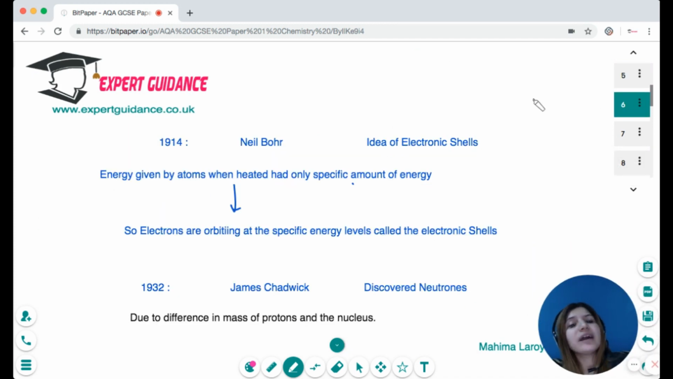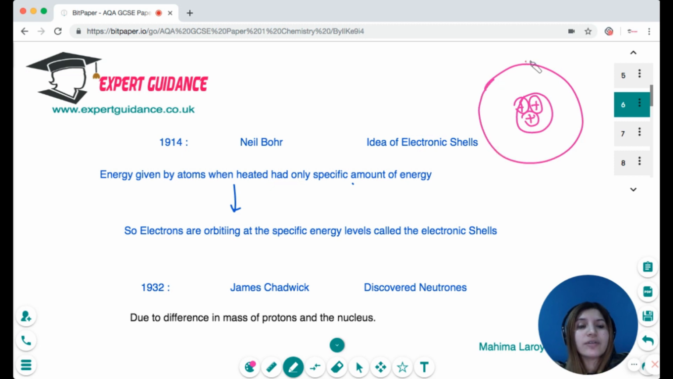So he refined the structure, and he said that there's a nucleus at the center consisting of positively charged subatomic particles, and then the electrons are revolving around this nucleus. Then came another scientist called Niels Bohr in 1914. He gave the idea of electronic shells.